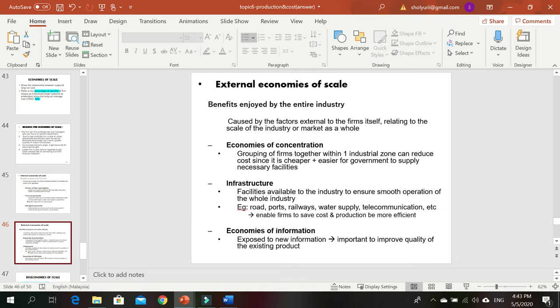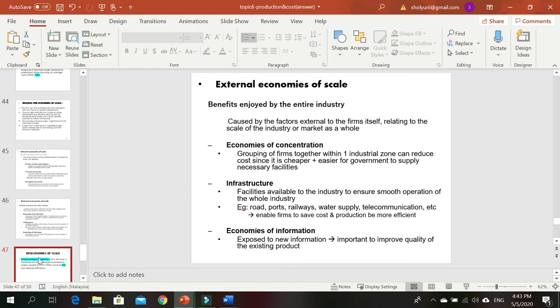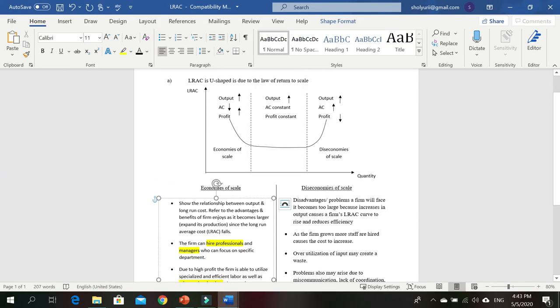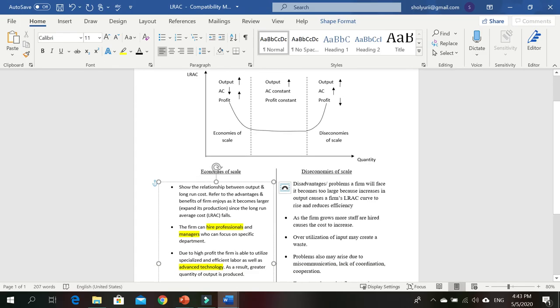Okay? Now, kita akan tengok yang sebaliknya, which is the diseconomies of scale. Yang side sini ni, yang menyebabkan kos kita makin meningkat as we expand more output. Okay? The disadvantage or the problem a firm will face as it become larger, because when we increase our output, our cost will also rise and we will start to face loss because our profit turun, kan? Efficiency kita berkurang. Okay, so apakah penyebabnya?